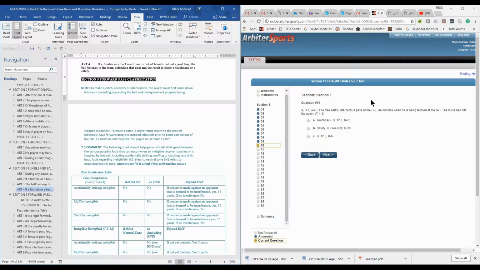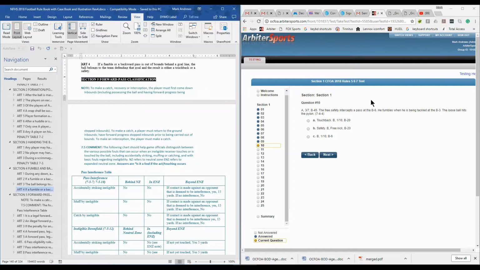7-4-4, we've been here before. If a fumble or backward pass is out of bounds behind a goal line, the ball belongs to the team defending that goal line, and the result is either a touchback or a safety. So what do we have here? We have the ball hitting the pylon. The pylon is part of the goal line, and it's also out of bounds. So the ball hitting the pylon is the ball going out of bounds beyond the goal line.